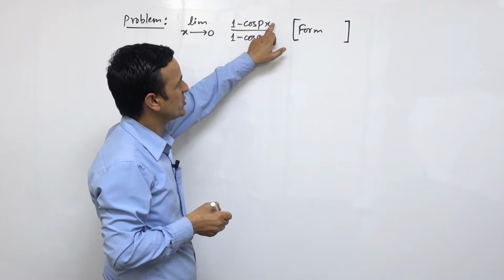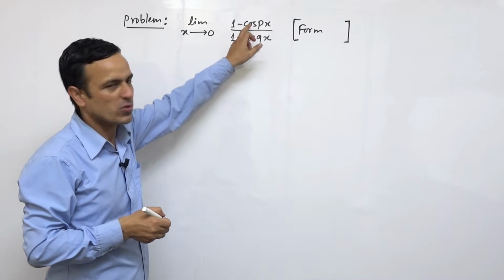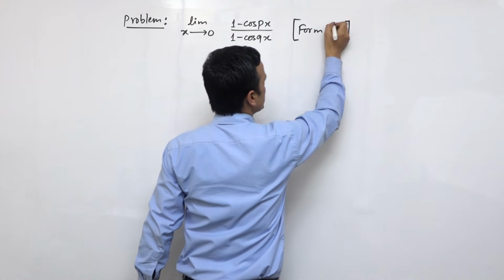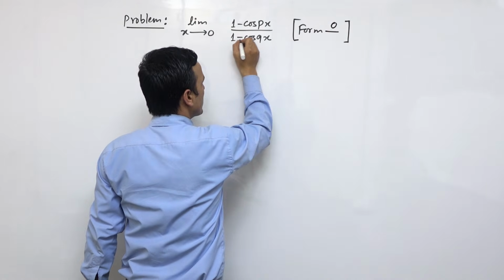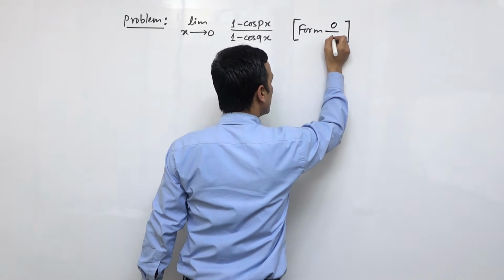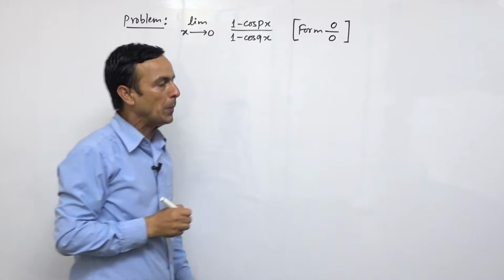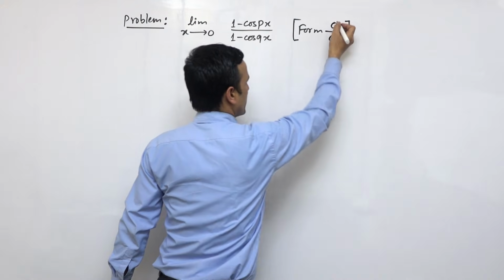Cos 0, and 0 into p is 0. Cos 0 means it is 1, and 1 minus 1 means it is 0. And here also, 1 minus cos 0 means 1 minus 1, which is 0. So this is an indeterminate form.